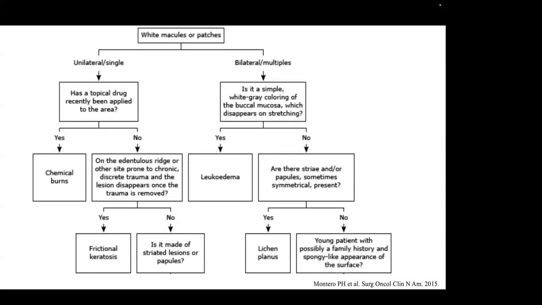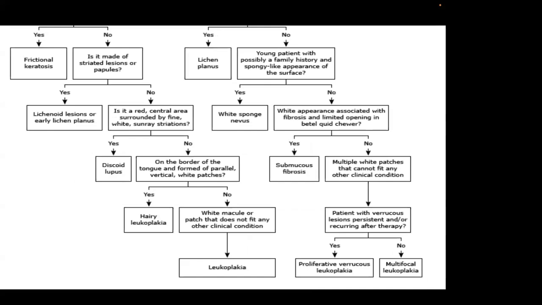And if the lesion is bilateral, then again, if it is a simple white gray discoloration and it disappears on stretching, then it is leukoedema. And if there are striae or papules, or if they are symmetrically present, then you will consider it to be lichen planus. If no, then you also ask for a family history and also look for a spongy appearance on the surface.